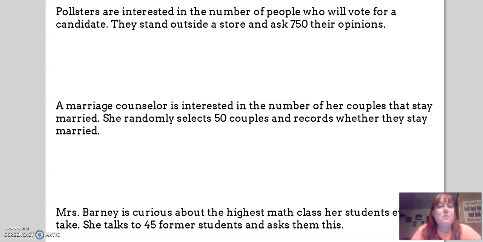But the number of people who did vote for the candidate, like in the end, if we just added up everybody who voted for the candidate, that would be a parameter because it came from a population. We took every single person who voted and we found whether or not they voted for this candidate, and that would be a population. So data we get from a population is now a parameter.